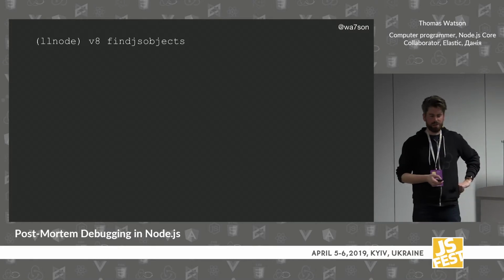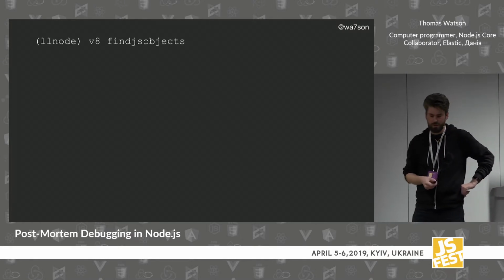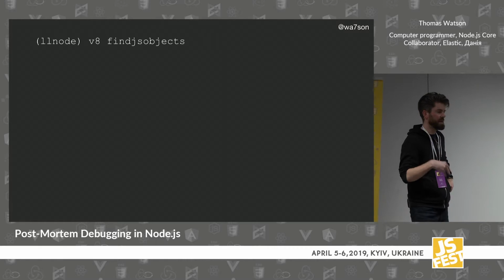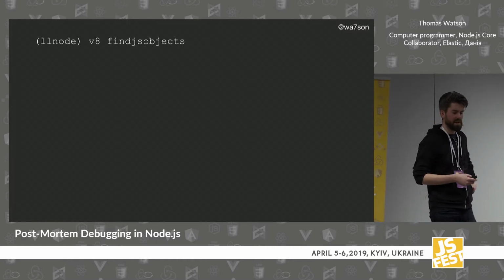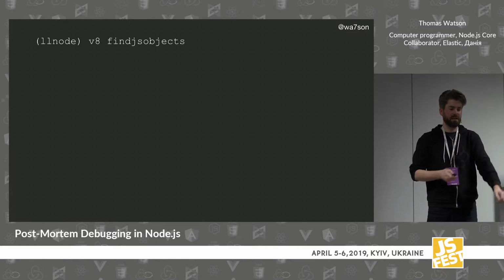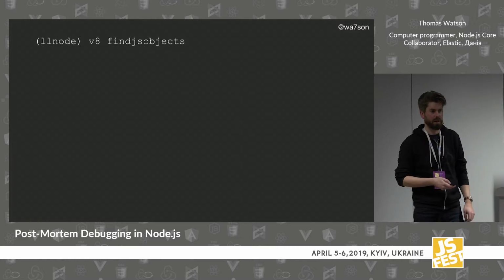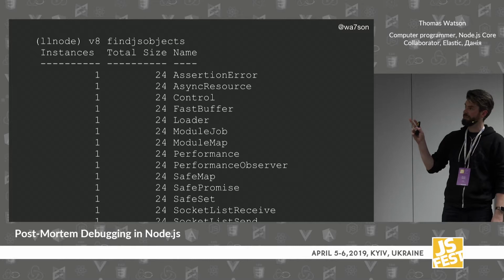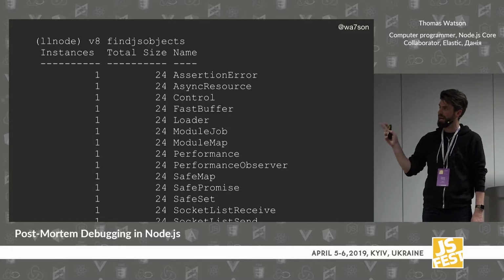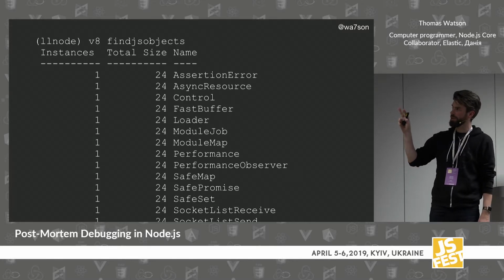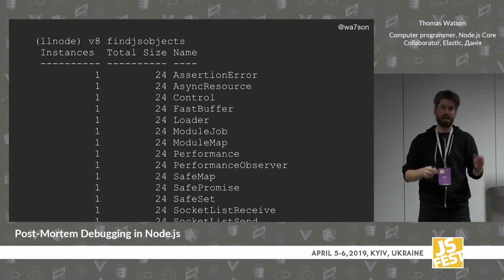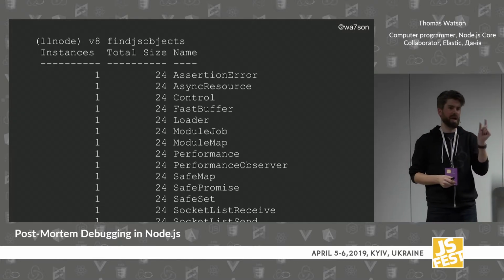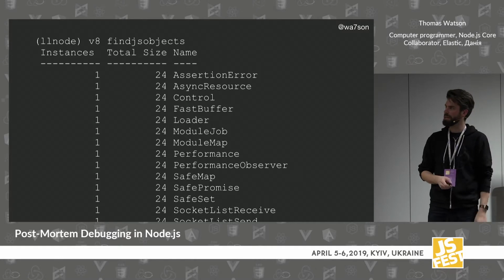So how are we going to use llnode to debug this? You take a core dump and open it in llnode. You use a command called findjsobjects. It will basically list all the objects and group them by type. So you have the instances, the total size of all the objects combined, and the name. And if you add -d to the end there, you'll also get a memory address of an example of one of those objects.